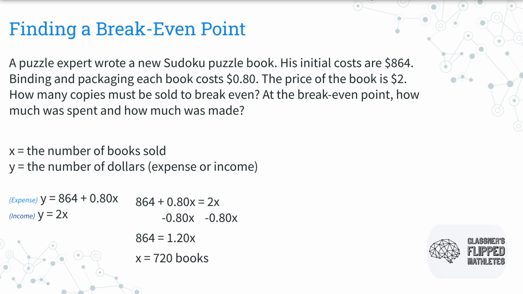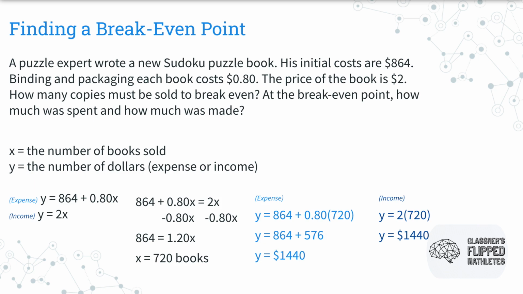Subtract 0.8x from both sides. 864 equals 1.2x. Divide both sides by 1.2, you get x is 720 books. So at 720 books, I have broken even. I've made back the money that I have spent. And how much money have I spent? Well, 720 plugged into either one of those original equations gives us $1,440. So at 720 books, I have both made and spent $1,440. I have not made or lost any money.